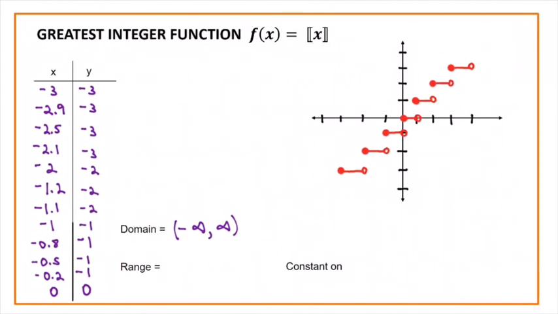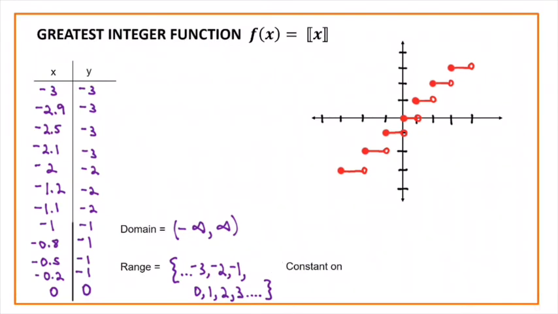So what we're going to do, instead of stating the range in interval notation, we're going to just state the range in set notation. So I'm going to say that the range is the set -3, comma, -2, comma, -1, comma, 0, 1, 2, 3, and the dots indicate that the integers continue forever to the left and forever to the right. We also might have said just in words that the range is all integer values.